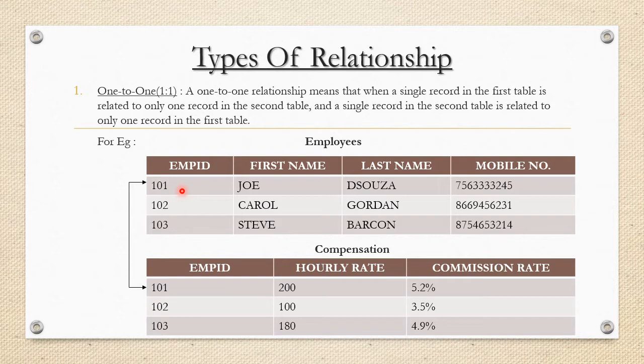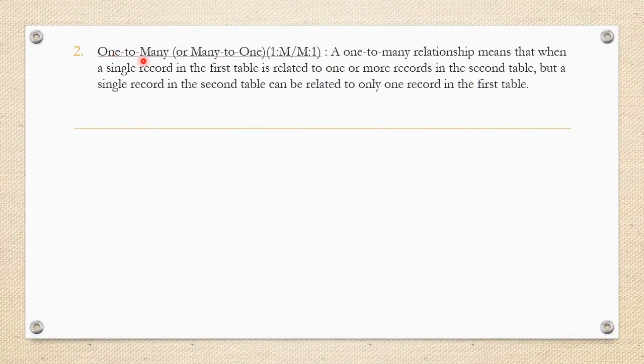Now let us see another type of relationship. The second relationship is one-to-many or many-to-one. We write this in this way: 1:m or m:1. This means one-to-many and this means many-to-one. Sometimes instead of writing m, they write n. At that time you should not get confused. The meaning of both is the same. 1-to-m or 1-to-n means one-to-many, and m:1 or n:1 means many-to-one.